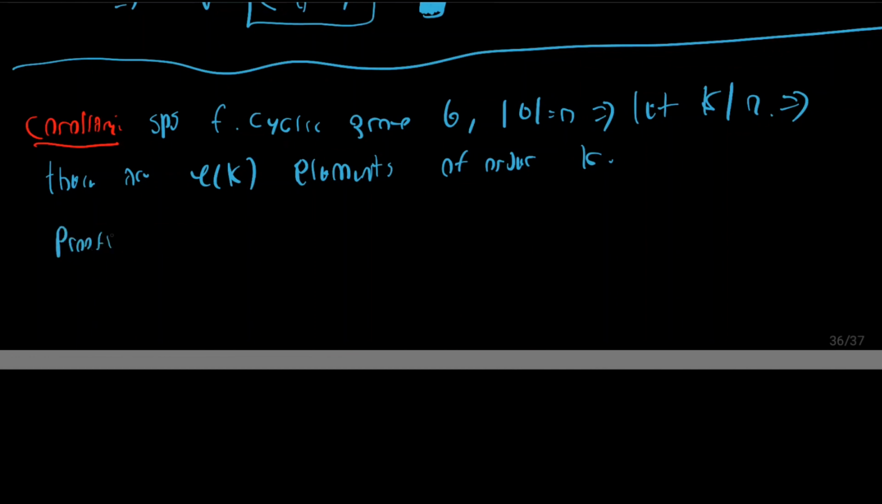So let's prove it now. And the proof is rather straightforward. We're going to use some facts that we know about finite cyclic groups. So first of all, we know that there is precisely one subgroup of order K, and that is A to the n over K. That is a subgroup of G, and it has order K.